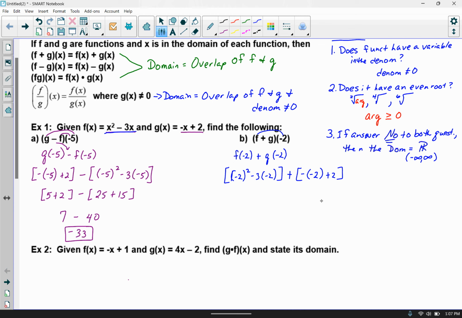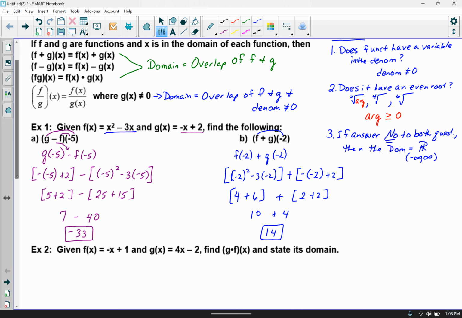All right, just like before, I'm going to keep cleaning up now. So now -2 squared gives me +4. -3 times -2, +6. And that cleans up to give me a +10. Over here on the right, two negatives side by side turn into a positive. 2 plus 2, 4. Final answer then, 14.